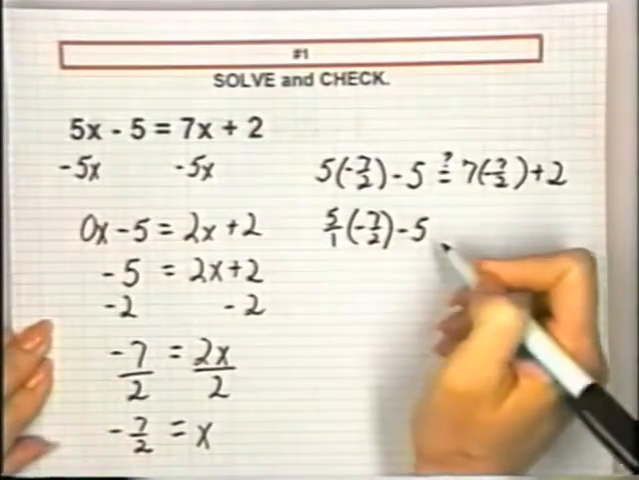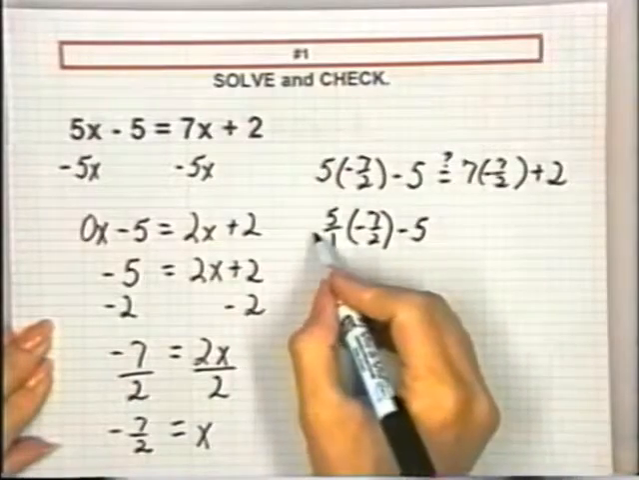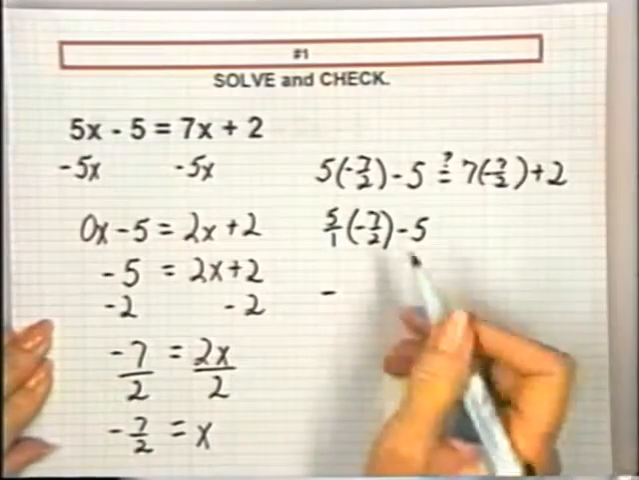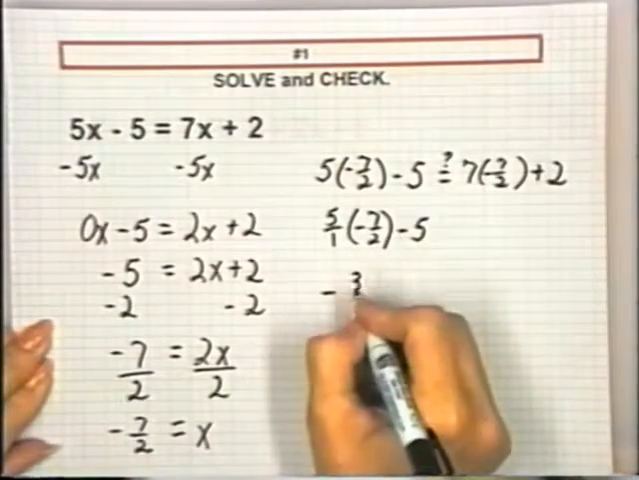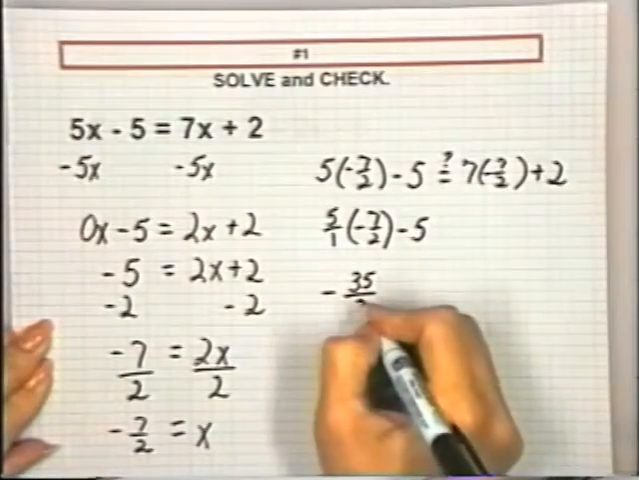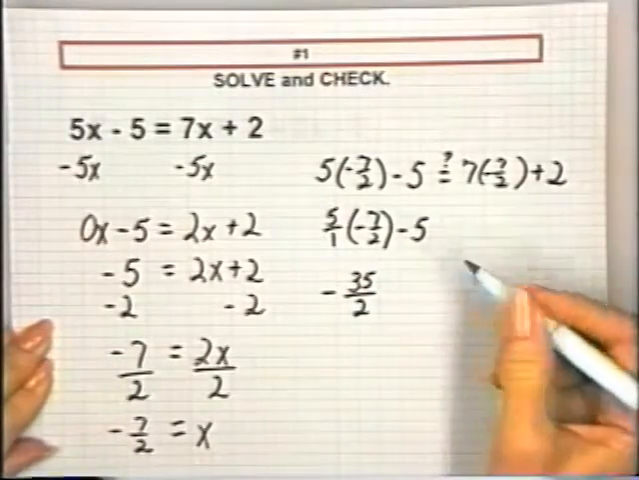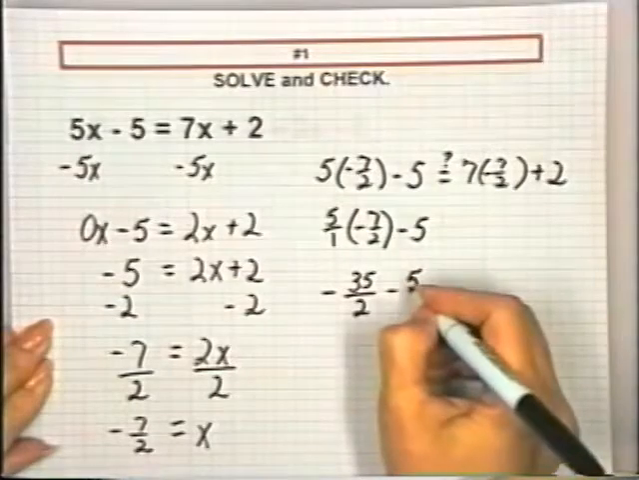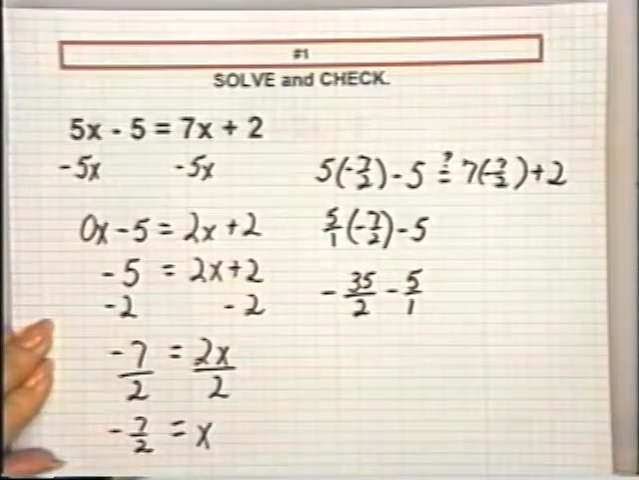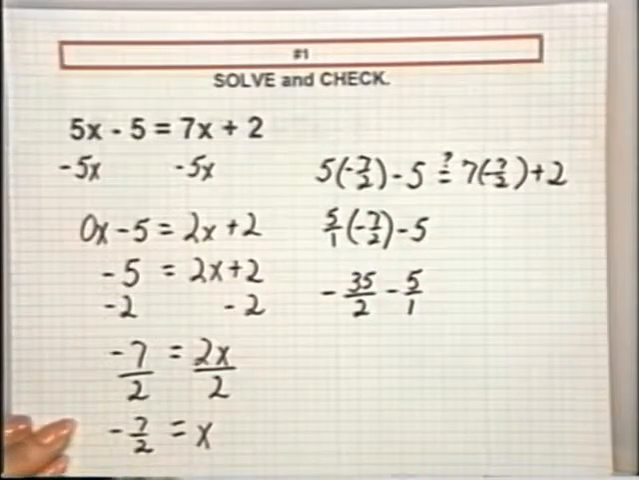Let's calculate the result on the left. A positive times a negative will give me a negative. 5 times 7 will give me 35. 1 times 2 will give me 2. And then I need to subtract 5. So let's write the 5 over 1 so that I can subtract these fractions.